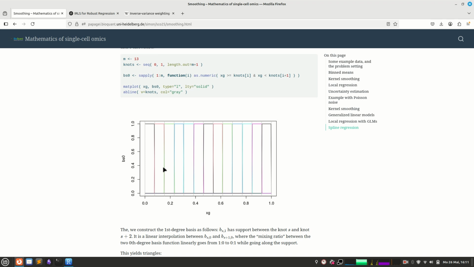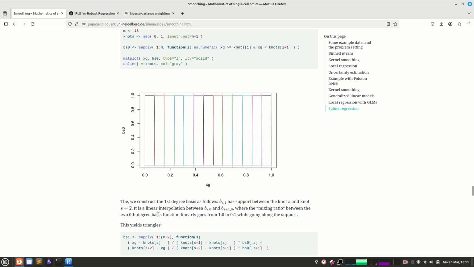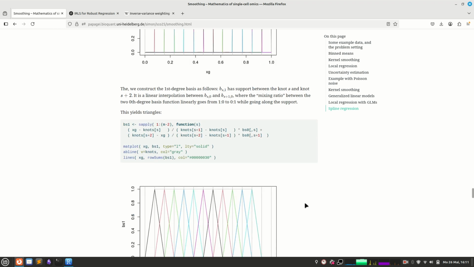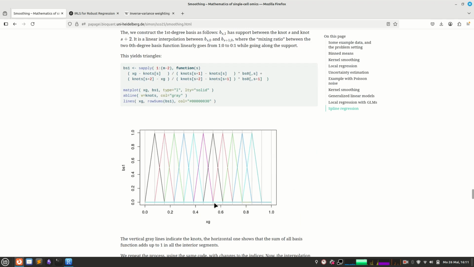We move simultaneously from here to here, and while we move to the right, we always take the mean of this value and that value, and change the weight so that at the beginning we have all the weight on this side, and at the end we have all the weight on that side. So you can imagine, we construct a first degree basis function, which is a linear interpolation between two neighboring ones before with a mixing ratio which slowly goes up from 0 to 1. And as you can imagine, if you slowly go up, then of course you get triangles.